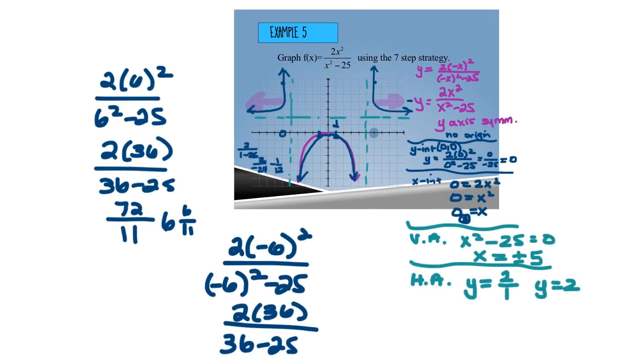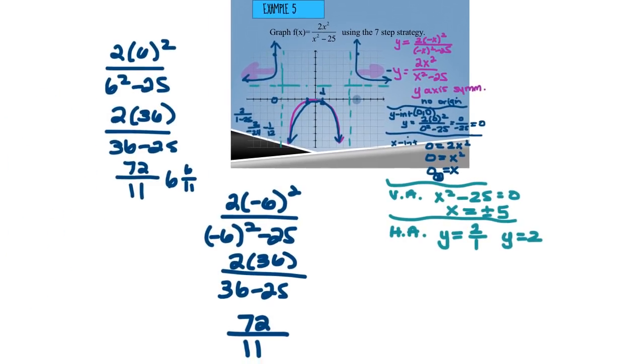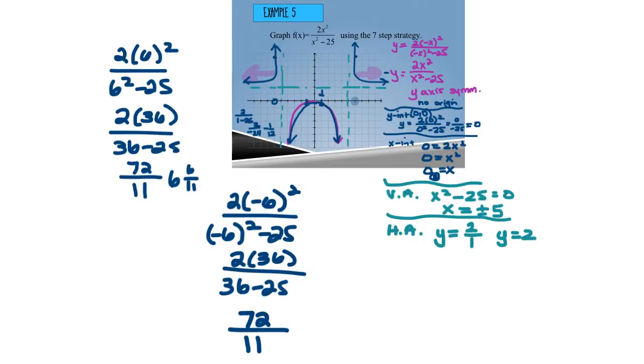So there's a lot of different factors going into these types of graphs. You want to go through those steps every time. On a test, it's actually going to say identify domain, identify vertical asymptote, horizontal asymptote, and your intercepts, and then it's going to have you graph it.